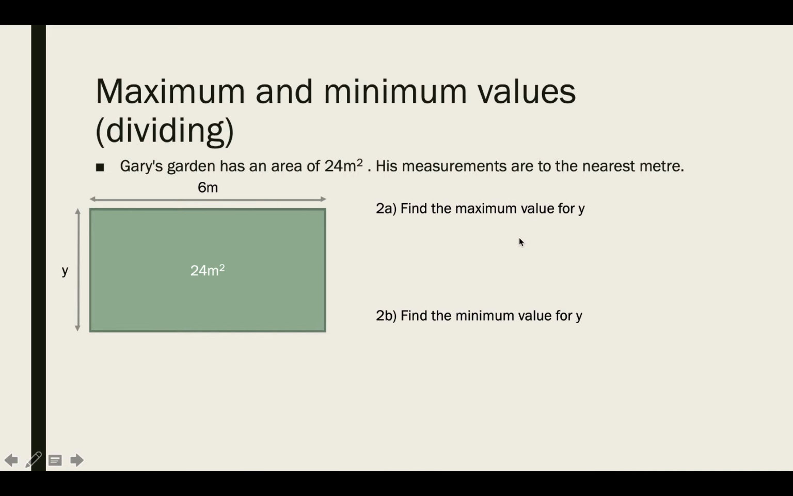Find the maximum value for y. Okay, so we first need to recognise which formula we're using, and we're not talking about lower bounds yet, just the formula for the area. So we know area is width times length equals area. But here we've only got the area and the length or width, so we would have to divide it to find y. So y would equal area divided by the width.